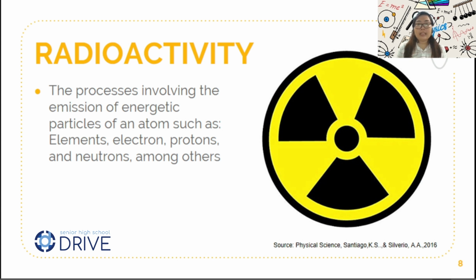This is the process in which an element or an atom becomes stable by releasing energetic particles. Since the energy inside an unstable isotope or atom is really high, in some instances they need to release those particles so that the atom can become stable. And that is radioactivity.